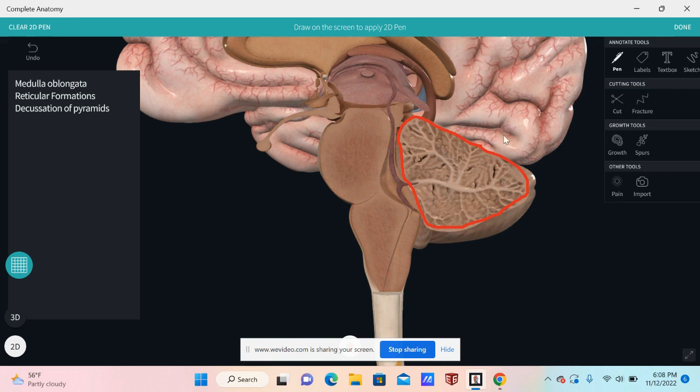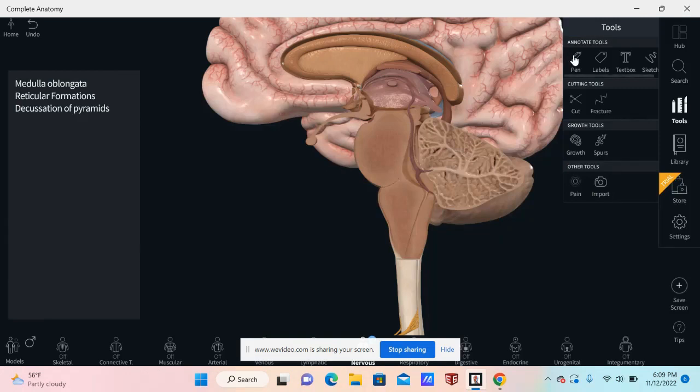So I know the primary motor cortex is the one that initiates your skeletal muscle movements, but it's the cerebellum that smooths it all out. It makes you a good dancer, makes you a good athlete. It smooths and coordinates all those muscle movements together in a way that makes sense. So that's the cerebellum.